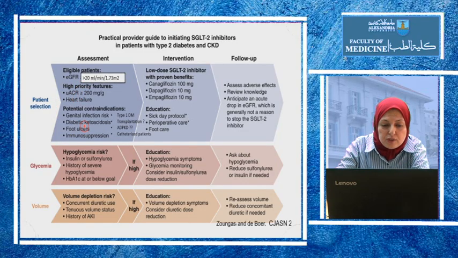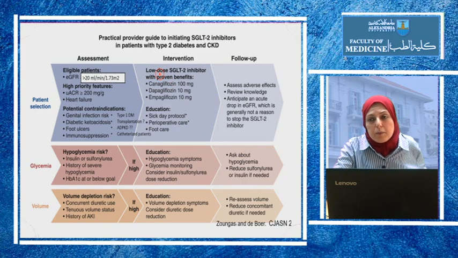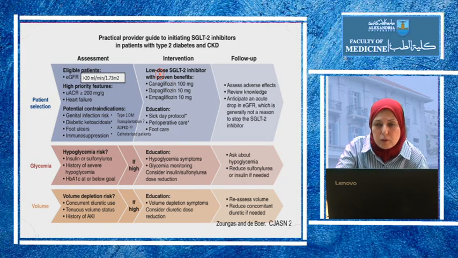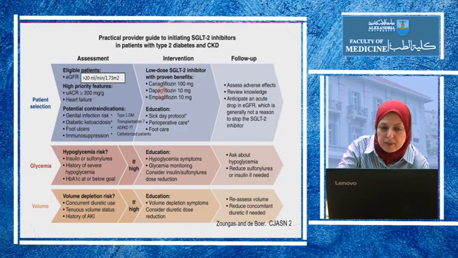Potential contraindications are present, so patients with frequent genital infections or UTI may not be good candidates because the hyperglycemia may increase the risk of UTI. Patients with frequent diabetic ketoacidosis, because it can cause euglycemic ketoacidosis. Patients with foot ulcers were excluded because of some cases of foot ulcers with canagliflozin, but there have been no reports with dapagliflozin and empagliflozin, so this is again relative.